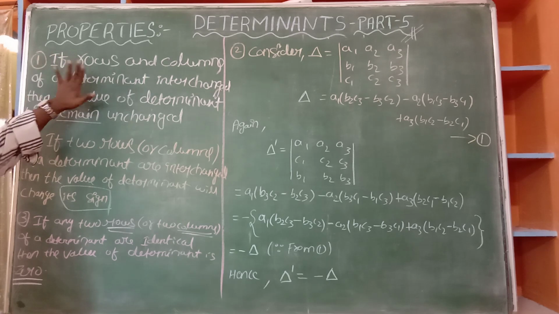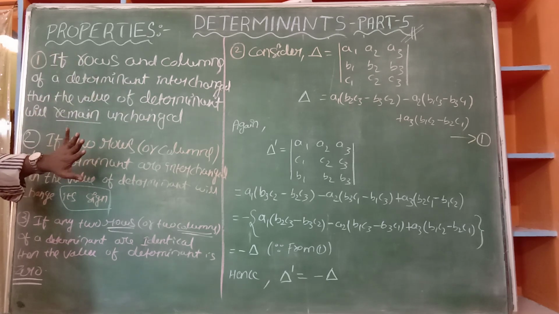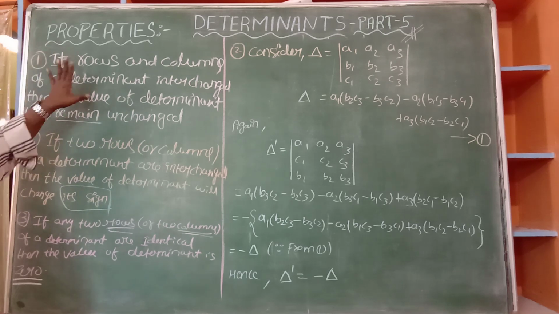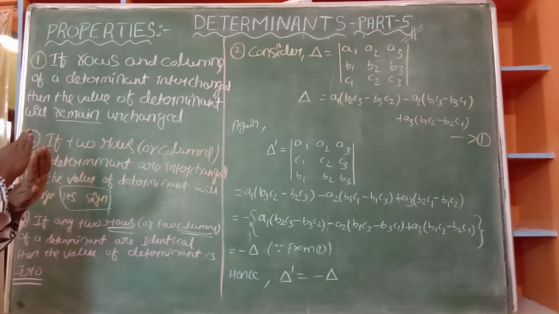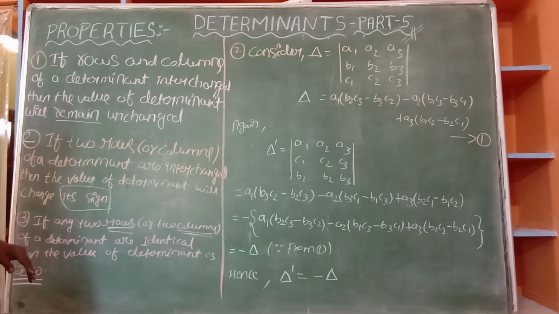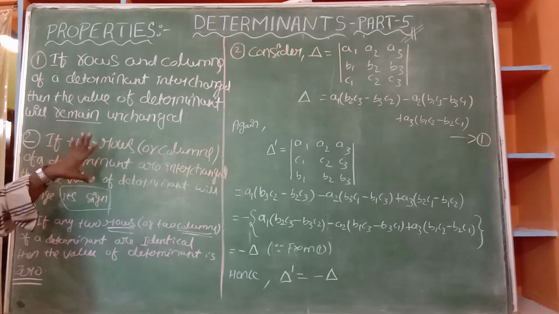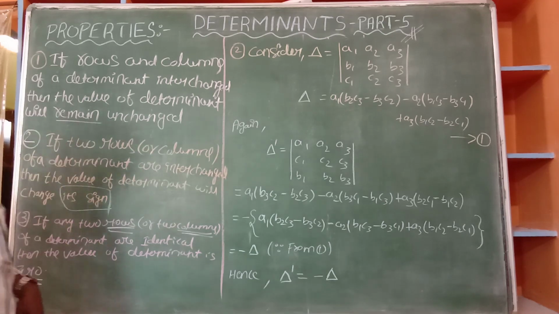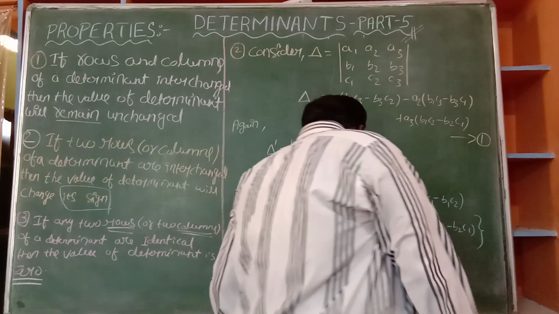Don't confuse this with the first property. Why? Because here, in the first property that I solved before, total rows and columns are interchanged. But here only two rows will be changed, or only two columns. You see here, it is very clear.